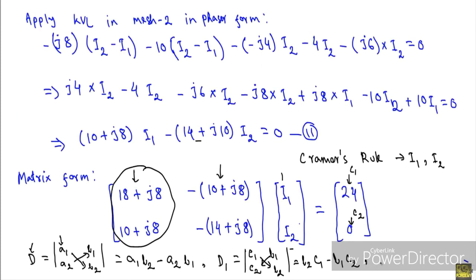we will form the determinant of the coefficients of current I2. In that case we will replace this column with C1 and C2. That means D2 will be equal to determinant A1 A2. In this column we will take A1 and A2, and in this column we will replace B1 and B2 with C1 and C2. Again I will cross multiply this one with this. That will give us A1 C2. I will take the minus of A2 C1.